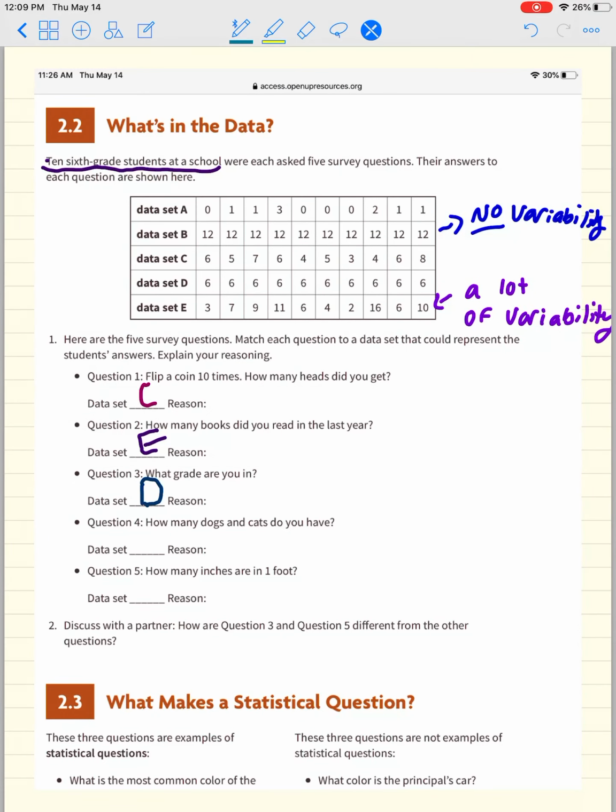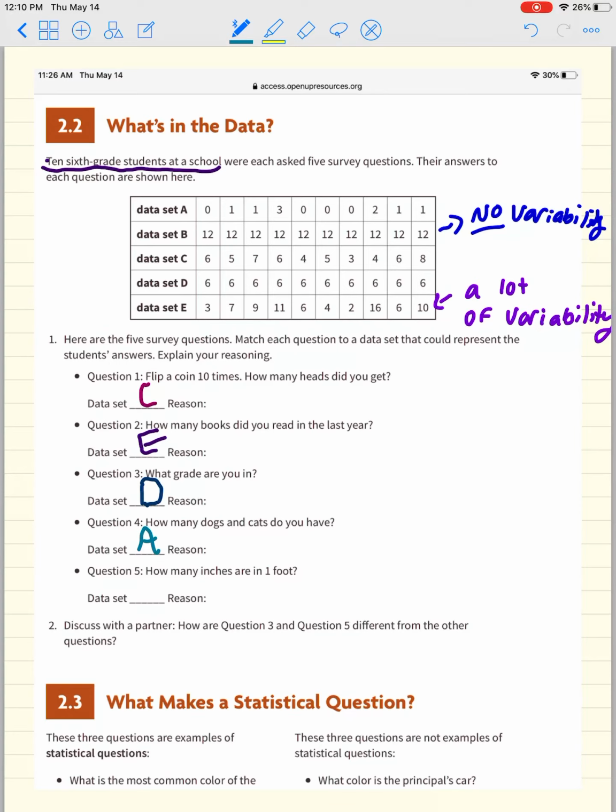Data set A makes sense as well, because a student could have 0 cats and dogs. That's common. A couple students could have 1. A couple students could have 2. A couple students could have 3. That all makes sense. So data set A could represent dogs and cats. Probably if data set A had a number like 200 in it, that would not make sense, right? Because it's not very likely that anyone's going to have 200 cats and dogs.